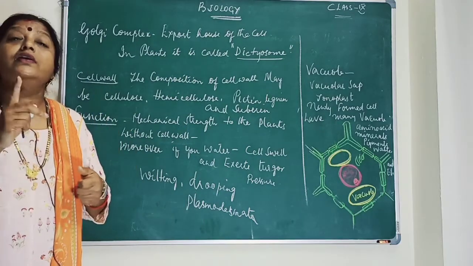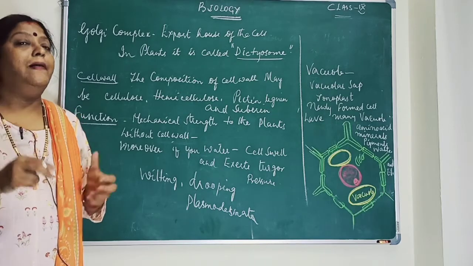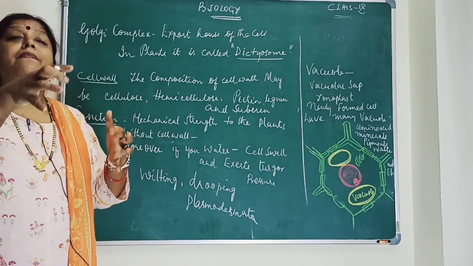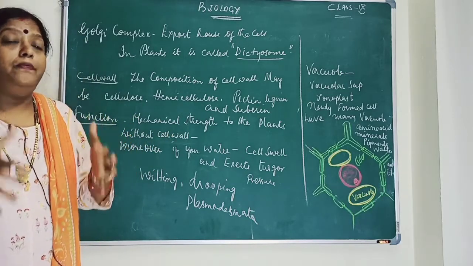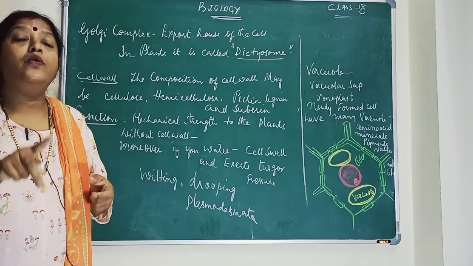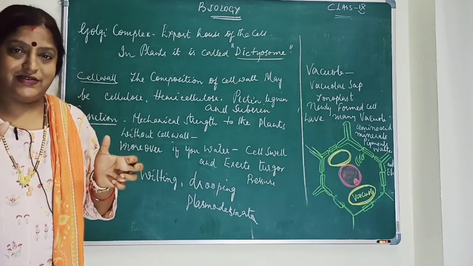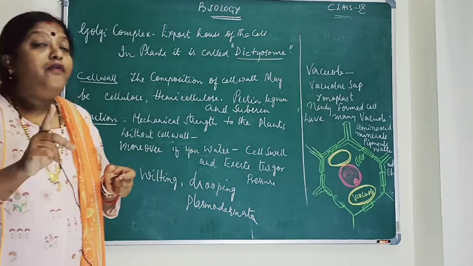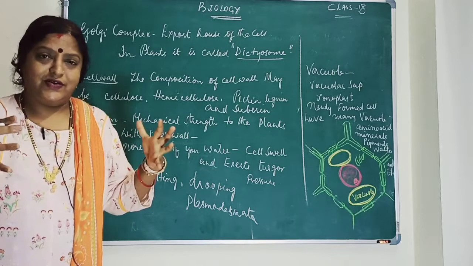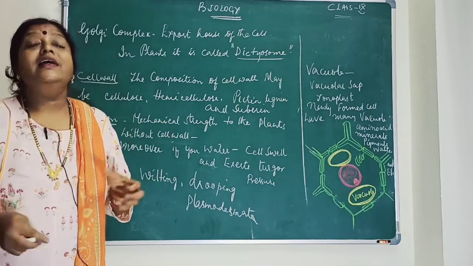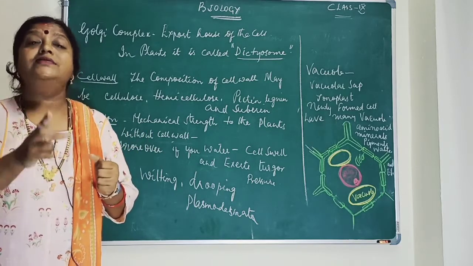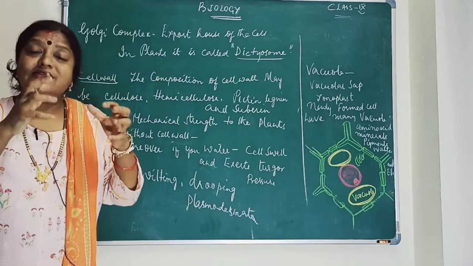What is the function of this cell wall? Cell wall gives mechanical strength to the plant. If the cell wall is there, only then can the plant support its tall, big, broad branches. Moreover, when we water the plant, the cells absorb water and swell. If the cell wall is not there, the swollen cells will burst and die. So the cell wall is very important.